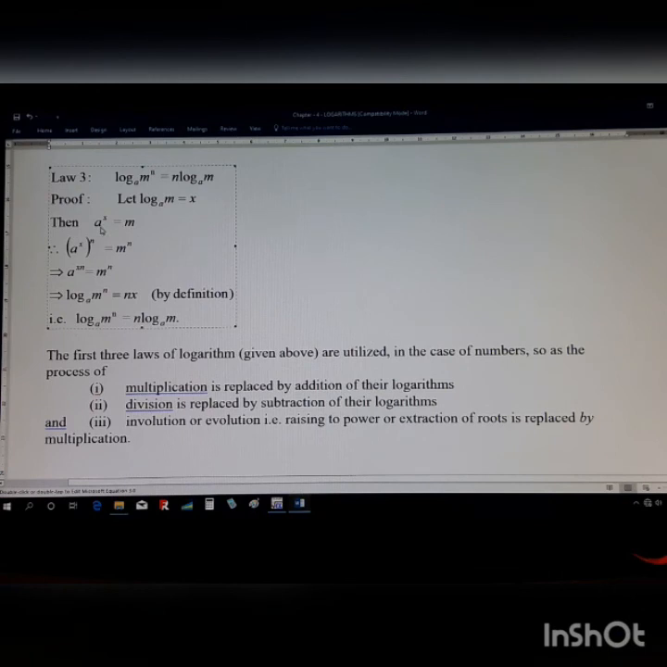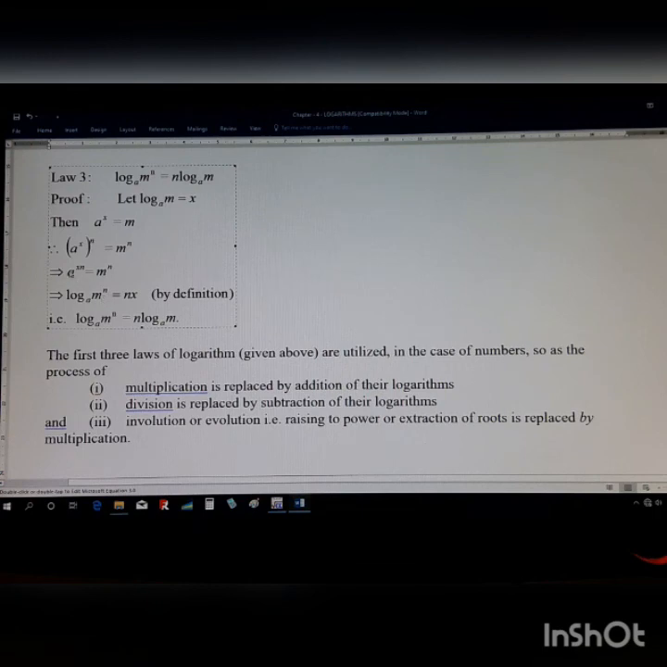Let us take the powers. On this side and this side the power is n, both sides. Let us take powers of n on both sides. So a to the power x, all to the power n, and m also raised to the power n. Then you open the bracket, and x and n will be multiplying together.